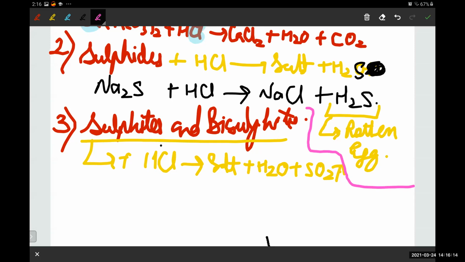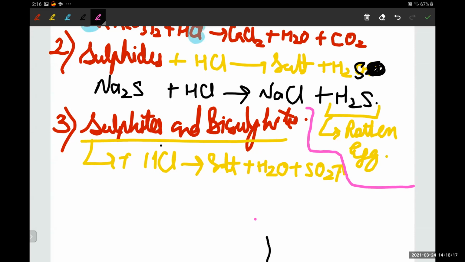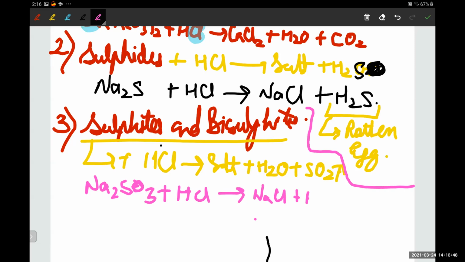So let's look at an example. In the example, we can take any sulfite. You can take sodium sulfite, because we are taking the example of sodium multiple times. Na2SO, what will it be? Na2SO3. Yes, 3. Don't write 4 in the examination, because many students have Na2SO4 on the tip of their tongues and they write it there. So Na2SO3 plus HCl gives us NaCl plus H2O plus SO2.